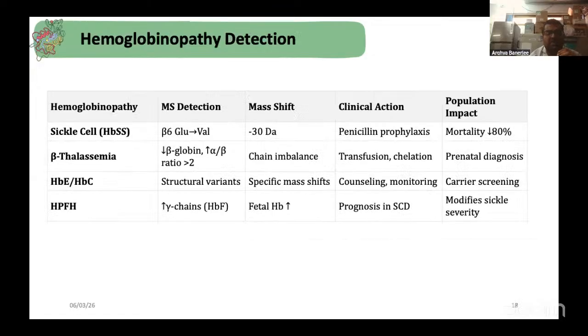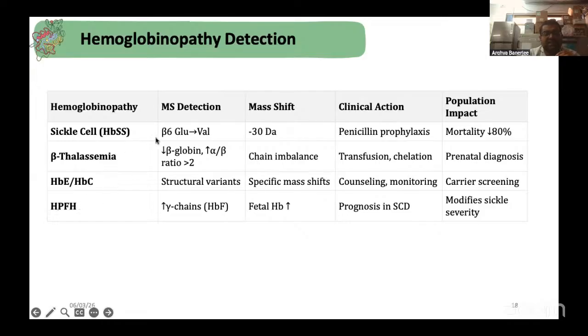So another important technique other than multiple myeloma is that you can detect all hemoglobinopathies using the LCMS. A few of them are listed here. You can use it to detect sickle cell anemia, beta thalassemia, HBC, and HPFP.